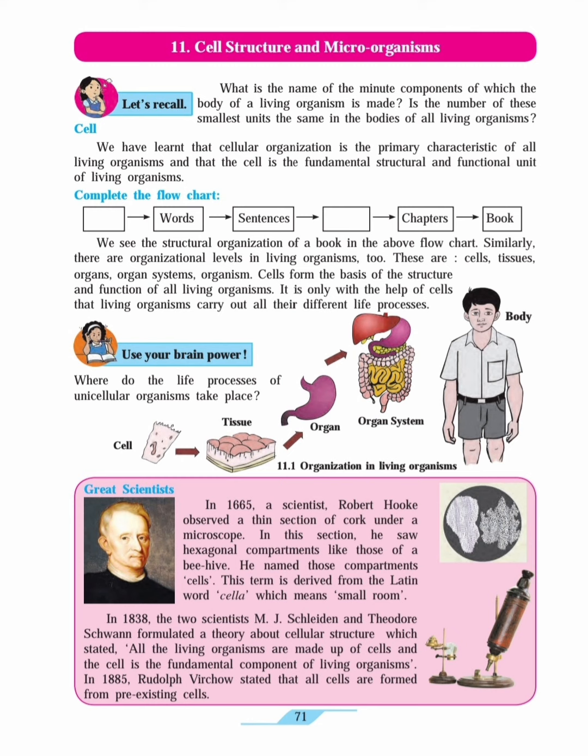So we have seen the flow chart just now. So a book, how is the book written? The things which are included are alphabets, then words, then sentences, then paragraphs, chapters, and then the book is formed. So our body is also formed with the cells, then tissues, then organs, then organ systems, and finally the body. So cells form the basis of the structure and function of all living organisms. It is only with the help of cells that living organisms carry out all the different life processes.